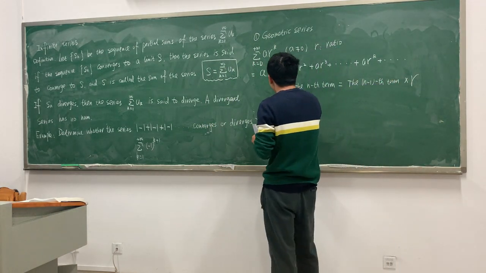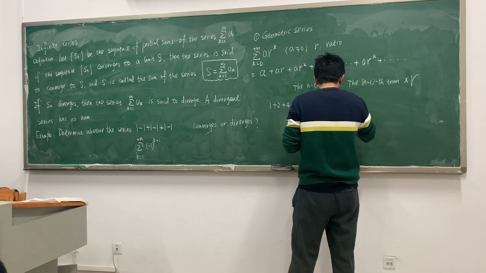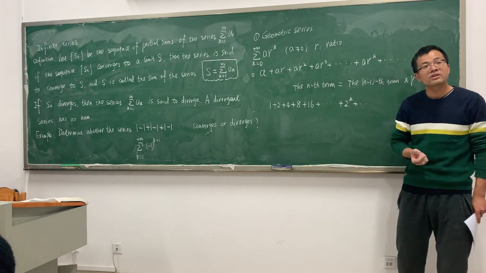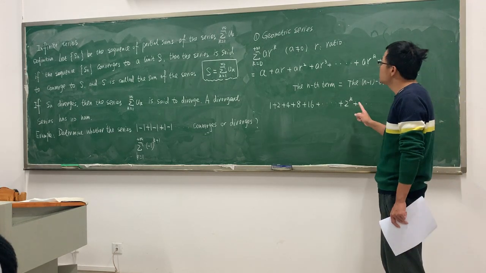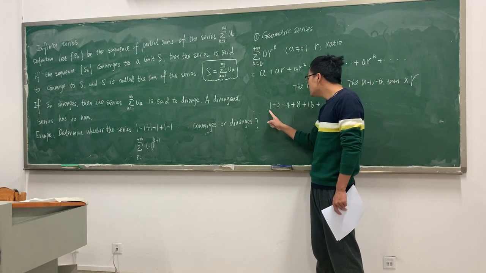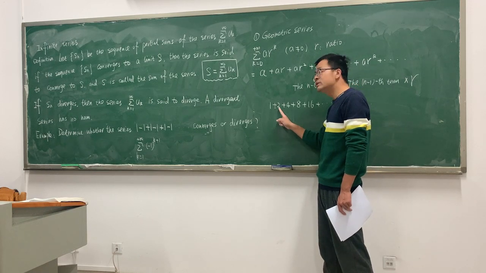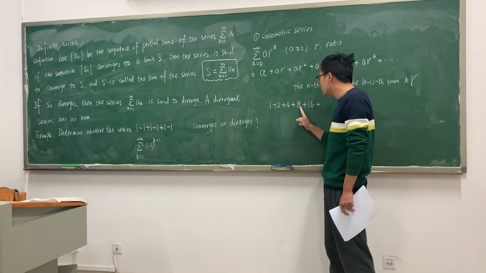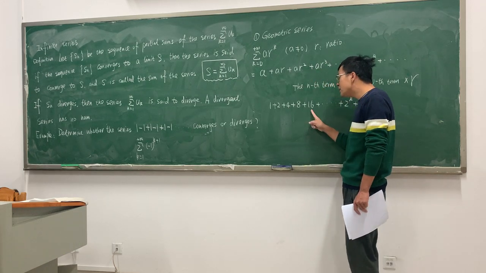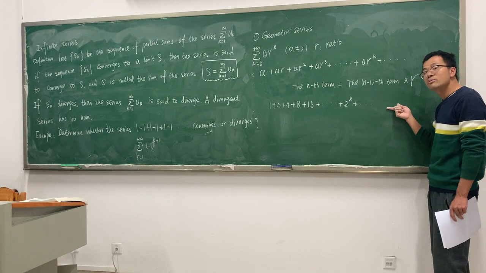For example, let's see the first: 1 plus 2 plus 4 plus 8 plus 16 and so on. Here the term is 2 to the power k. Is this series a geometric series or not? The second term equals the first term times 2. The third term equals the second term times 2. The fourth term, 8, equals the third term, 4, times 2. And the fifth term, 16, equals 8 times 2. So it's easy to see this is a geometric series.